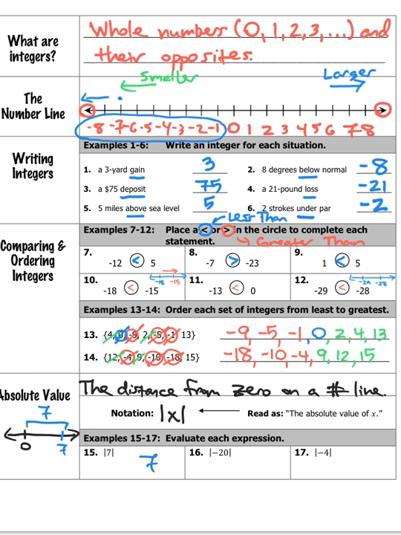For number 16, I have negative 20. If I think about the distance between 0 and negative 20, here's 0. Negative 20 would be to the left of 0. But the distance is still 20 units. We don't measure distance in positive or negative. So the absolute value of negative 20 is just 20. And then for number 17, same concept. The absolute value of negative 4 is 4 because negative 4 is 4 units away from 0 on a number line.